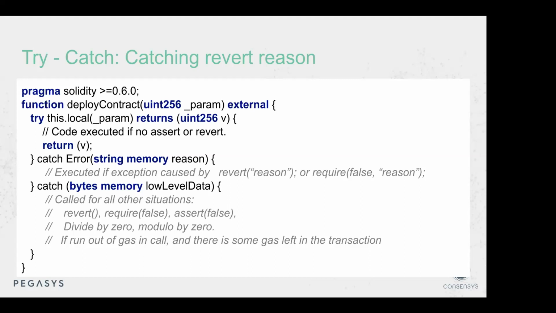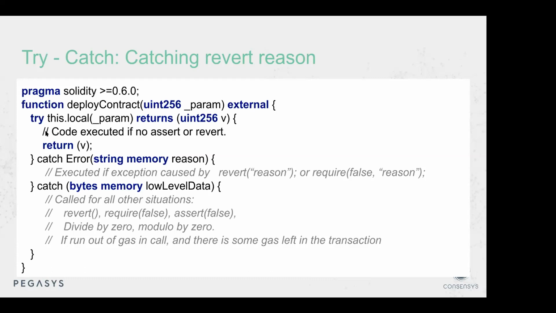When you're looking at the execution, I'm saying an exception is being thrown. You've got to think that actually we're talking about reverts and asserts and requires. Requires are essentially revert with a conditional. And with revert and require, you can also have a reason string.